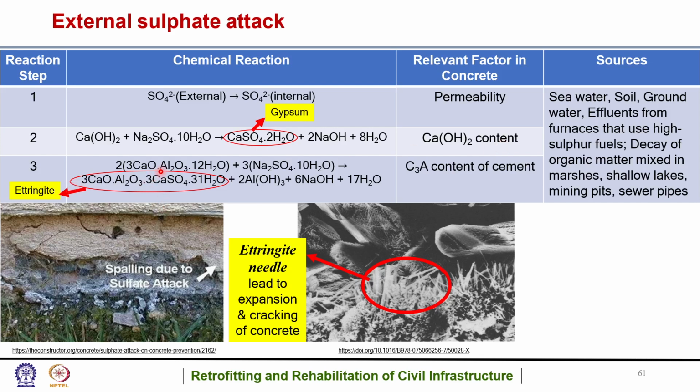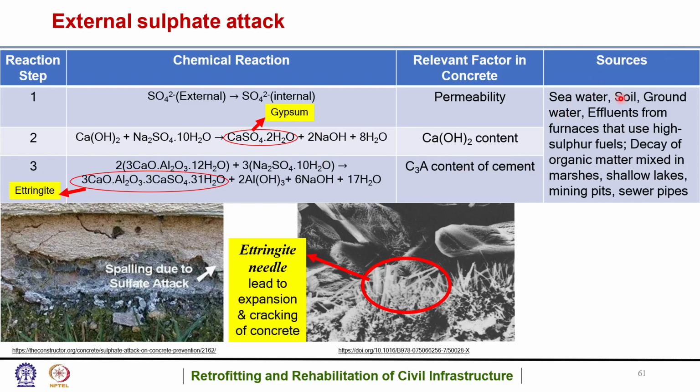Apart from that, there is also a chemical reaction resulting in ettringite. Too much ettringite also results in external sulfate attack. For this the relevant factor is the C3A content, tricalcium aluminate. The more the C3A content, the greater the ettringite formation. So that's why this is also responsible.